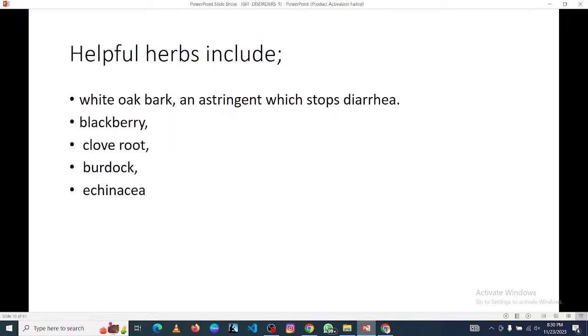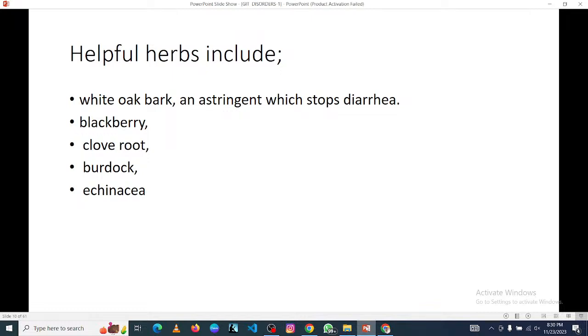Echinacea, when you have respiratory diseases like bronchitis, asthma, probably flus, colds, influenza. This is the herb to go for. Echinacea and goldenseal. They're very powerful for respiratory disorders. Goldenseal is very, very good for allergies as well. So these are some of the helpful herbs you can use. So generally, when using herbs, we'll talk about that.